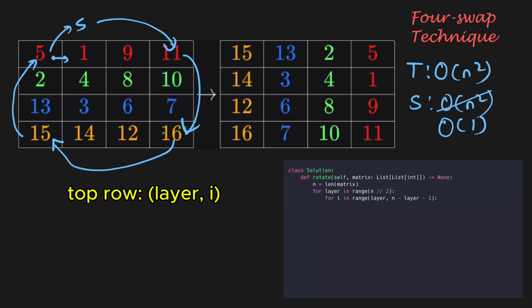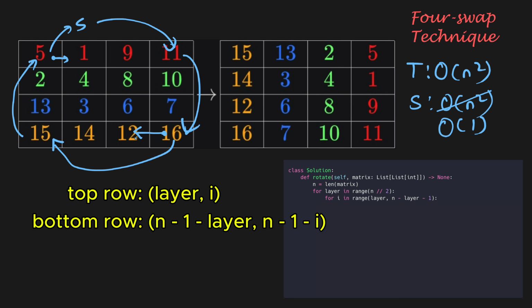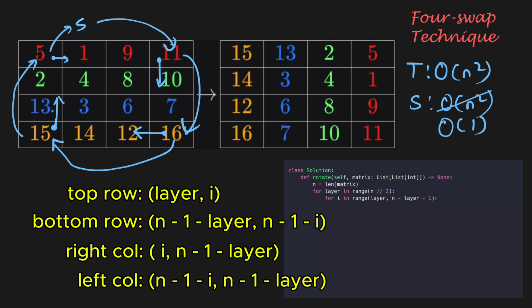Similarly, for the bottom element, the row is again fixed, which comes from n minus layer minus 1, and the column changes in reverse from right to left, which we can get by n minus 1 minus i. Then for the right elements, the column is fixed, which we can get from n minus 1 minus layer, which is the right boundary of the layer, and the row changes with index i, where we go from top to bottom. And similarly for the elements in the left column, the column is fixed, which we get from the layer itself, and the row changes in reverse, that is from bottom to top, which is given by n minus 1 minus i.